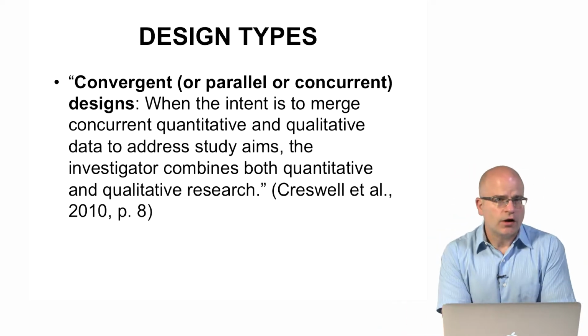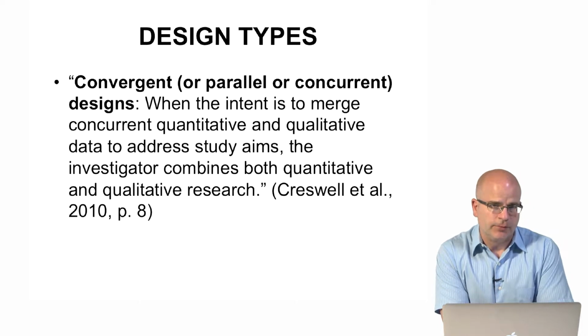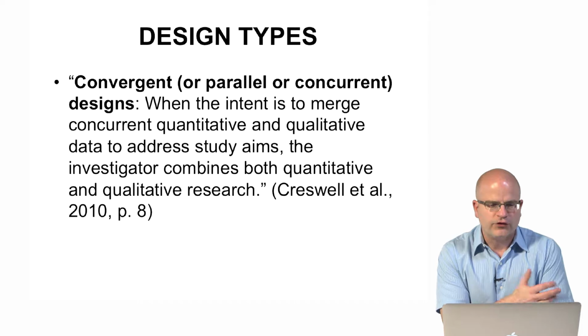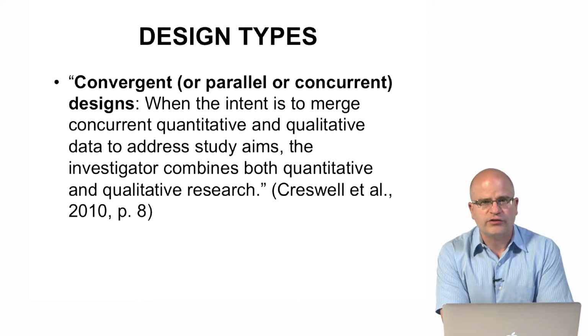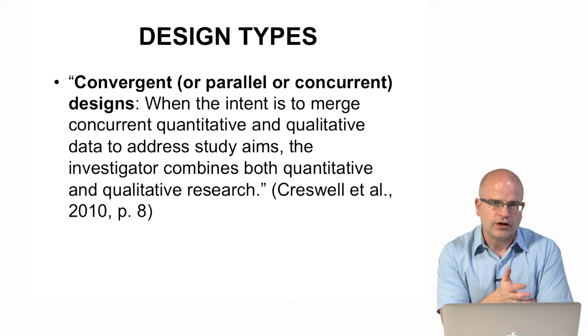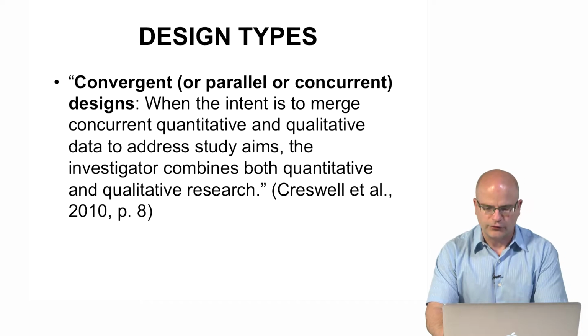That being said, let's talk about some of the design types. The first is the convergent, or parallel, or concurrent designs. You see it's sometimes called parallel convergent design, concurrent convergent design. This is when the intent is to merge concurrent data, collected at the same time, quantitative and qualitative data, to address study aims, and in this case the investigator combines both quantitative and qualitative research.